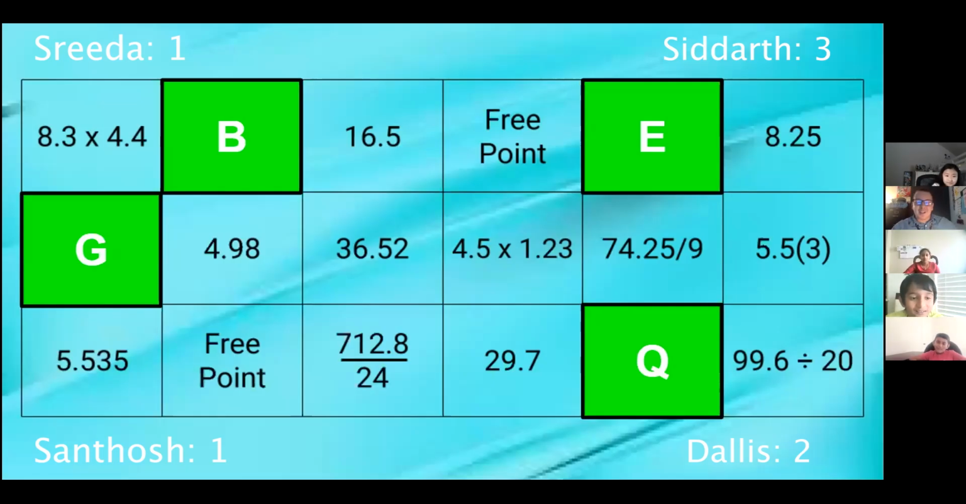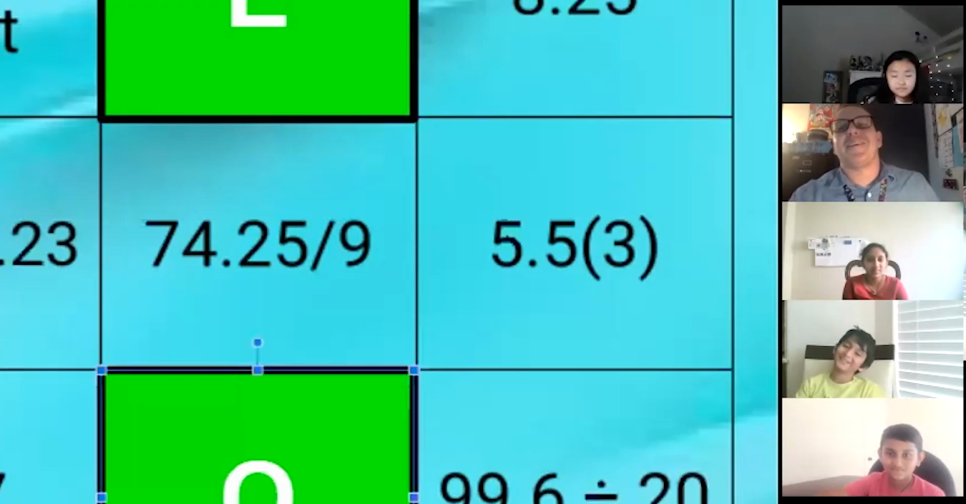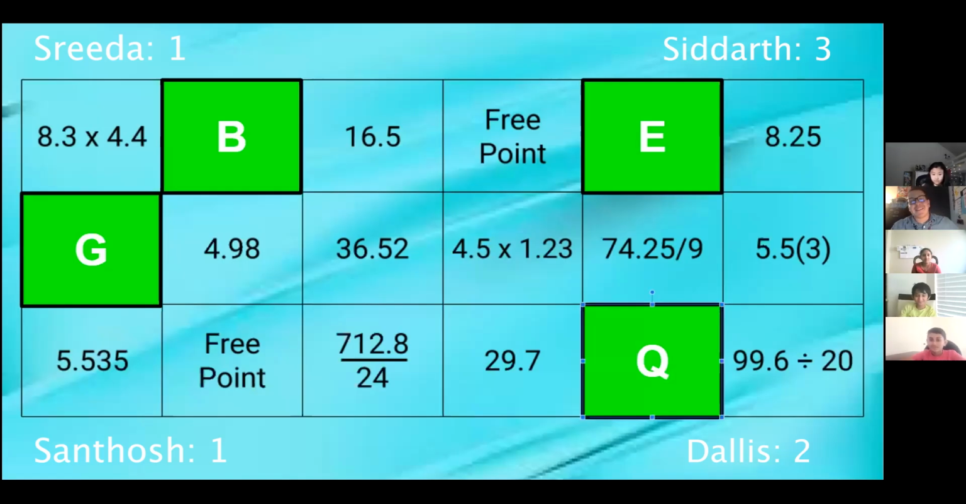All right, Santosh, pick 2 tiles for me. Q and E. So you've got Q. Let's see if E is going to be good to you. Do you think that's a match? No. Not quite. I knew it when I filled it in. All right, now it's Siddharth's turn.